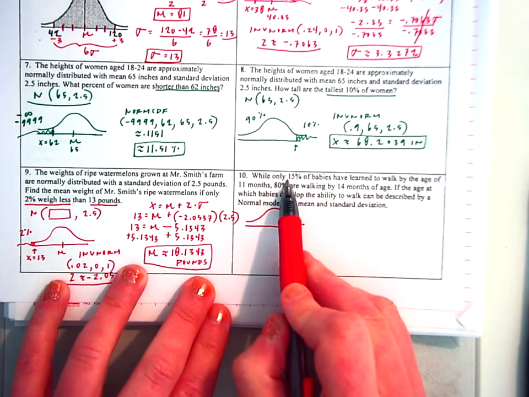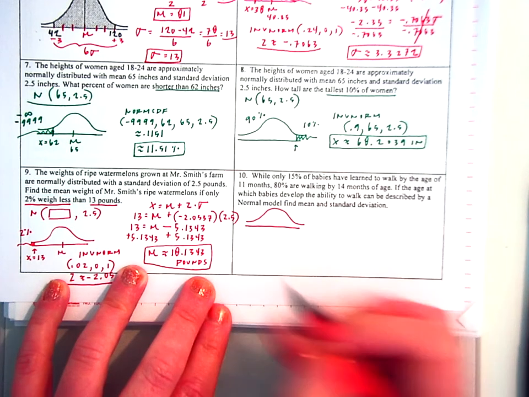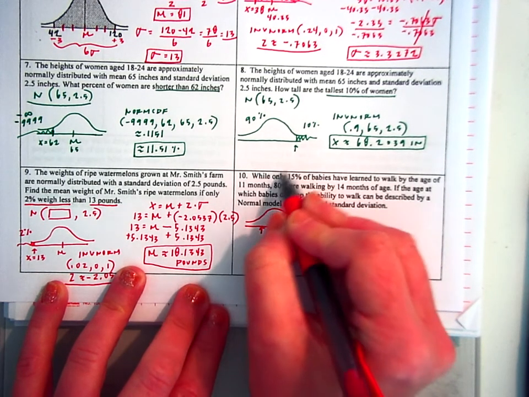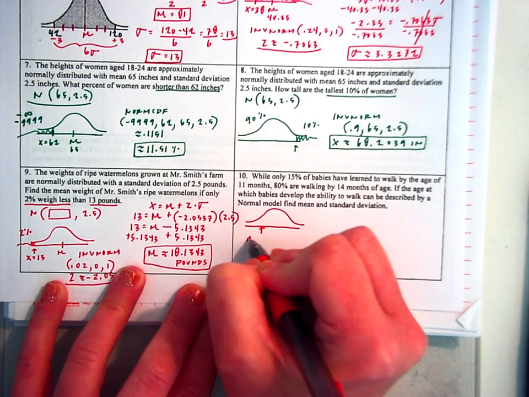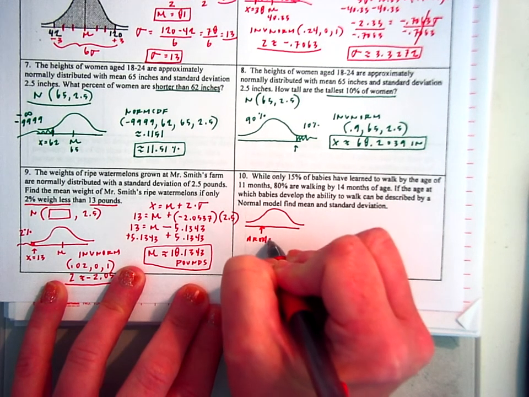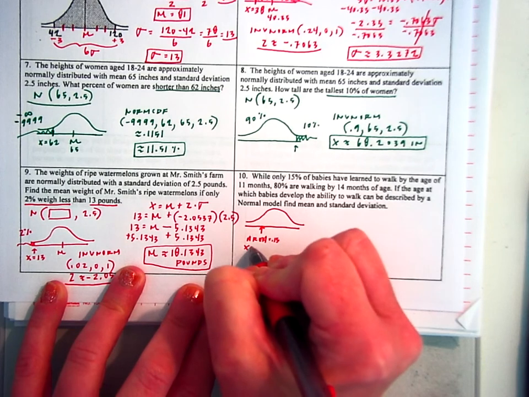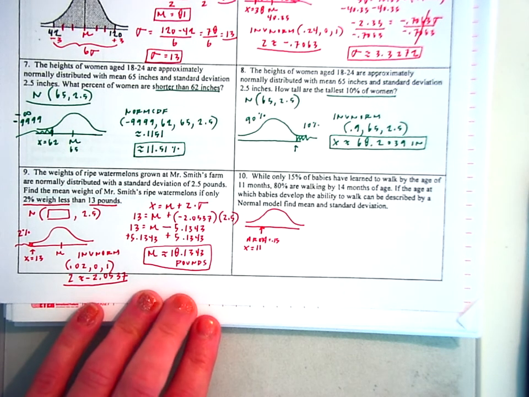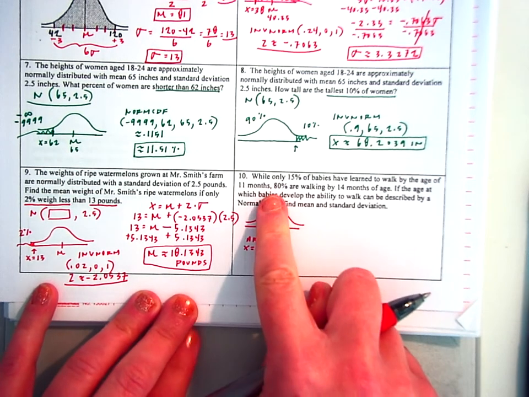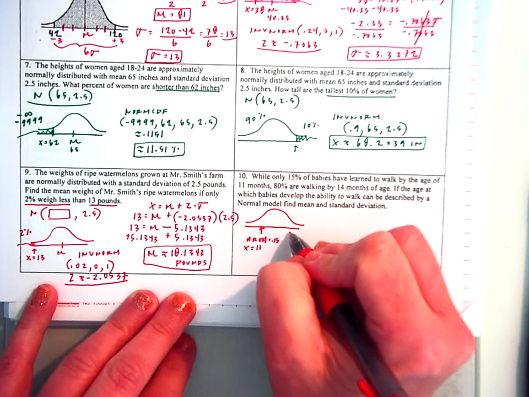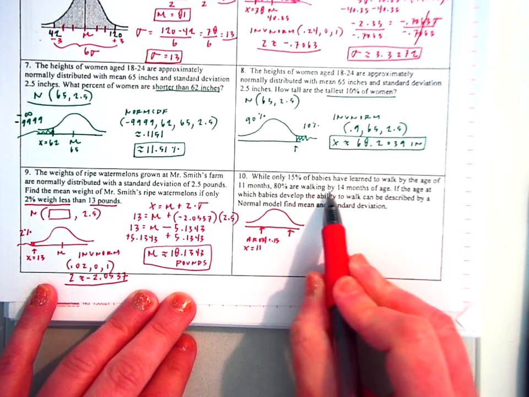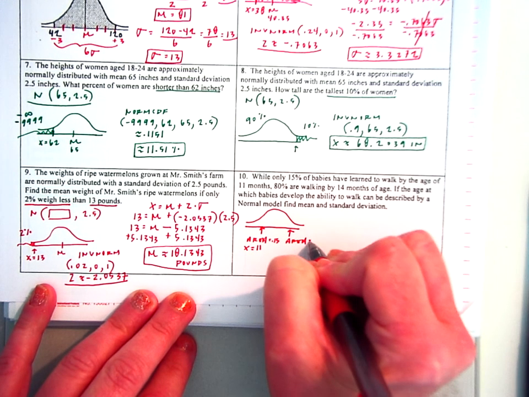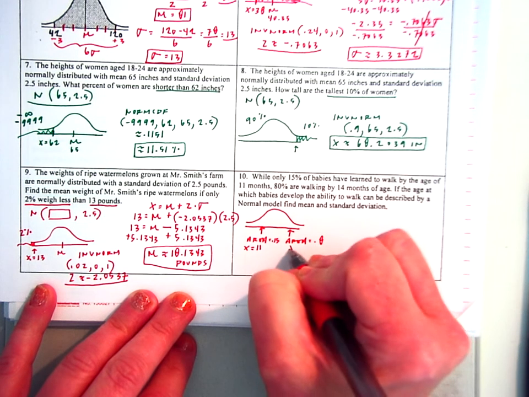So we're told that 15% learn to walk by 11 months. So right here we'll say would be that 15%. So we know that this would be the area of 0.15. That is an x value of 11 months. Okay, I need to find the z-score. I'll find that in a moment. And then we know that at 80%, so right about here we'll say, at 80% we have them walking at 14 months. So area proportion below would be 0.8 and x is 14.